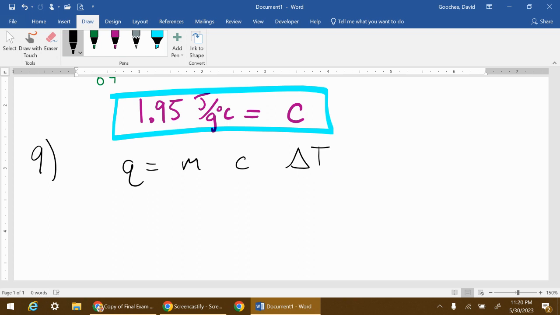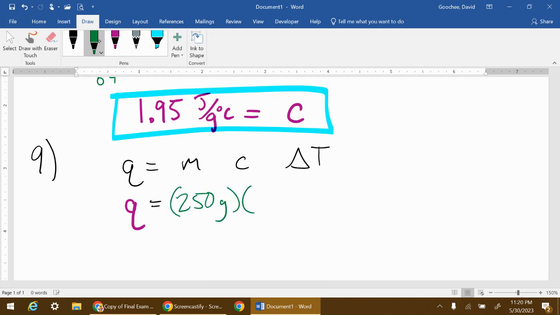Now, problem 9 is actually pretty straightforward. It's asking us to solve for the heat energy. So we're solving for Q. The mass of the mercury is 250 grams.